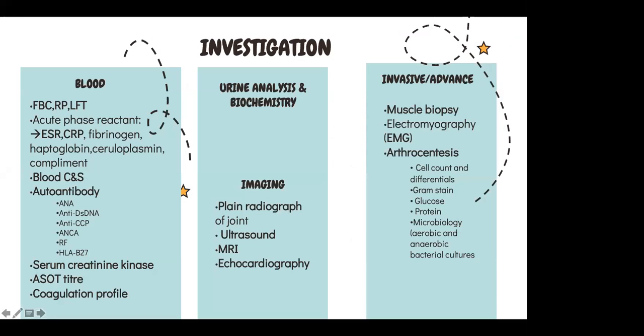Investigation. I divided it into four: blood, urine, imaging, and invasive or advanced. So under blood, full blood count. Full blood count is important as you can detect the presence of anemia. In a normochromic, normocytic anemia, most inflammatory conditions are involved. Then you can know the extent of anemia parallels the disease severity or activity.